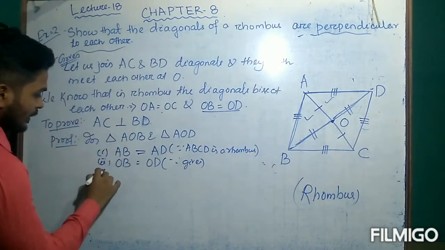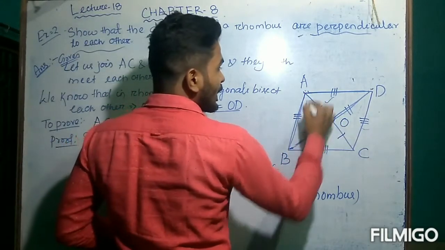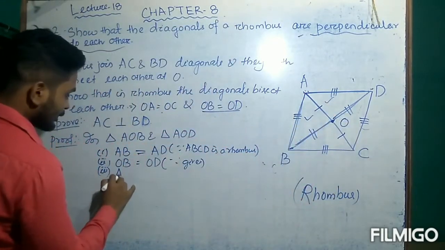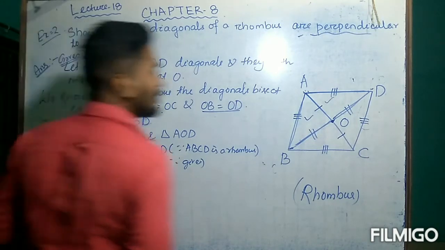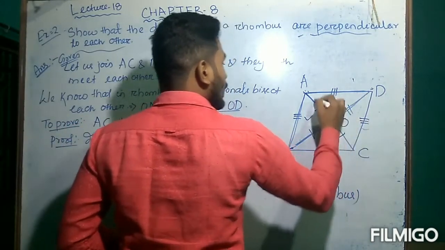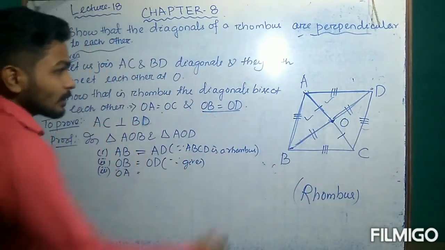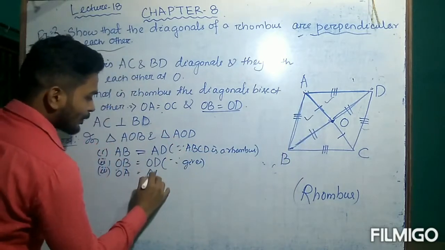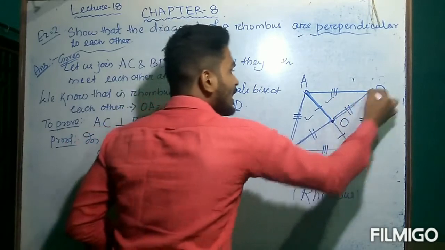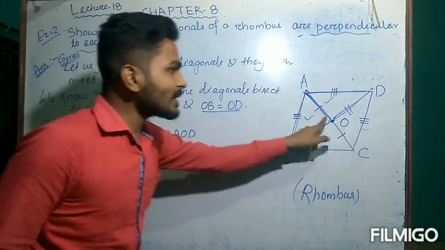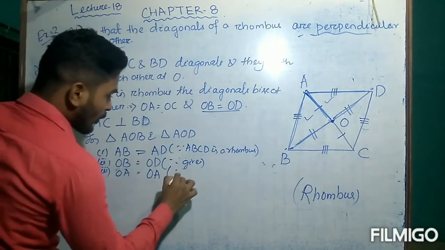Clear? Third condition. For the triangle AOB, AO is a side, or you can say OA. And for the triangle AOD, OA is also a side. In triangle AOB, OA is a side, and in triangle AOD, OA is a side. So OA is common to this triangle and this triangle. You can write common side.